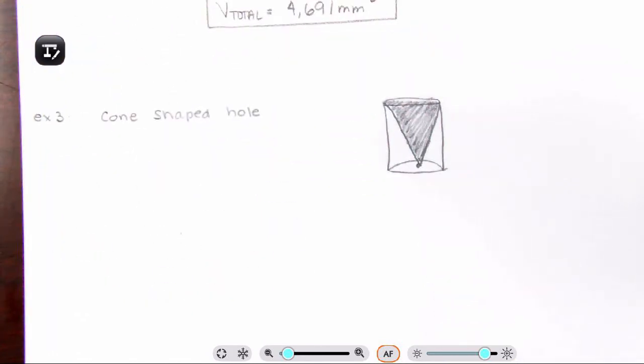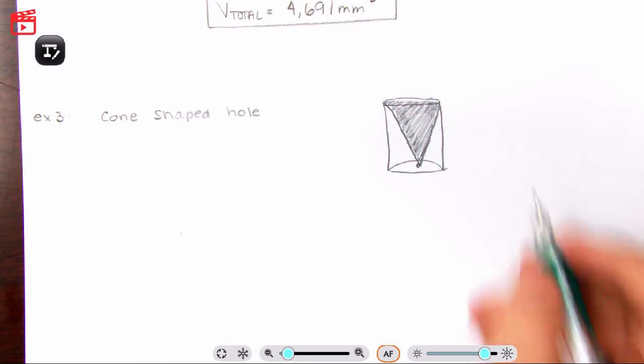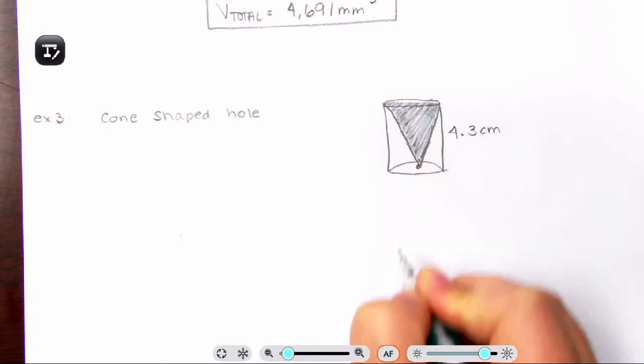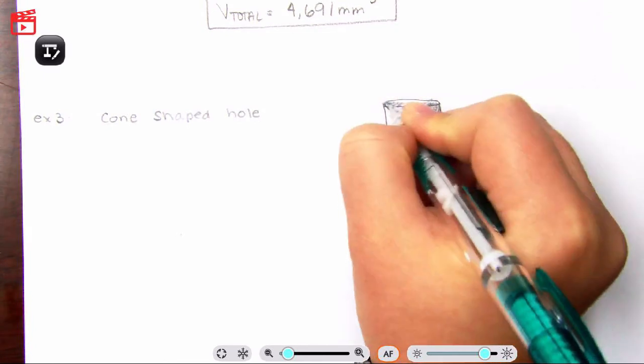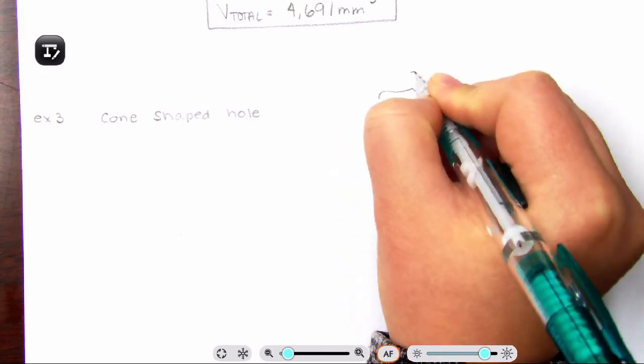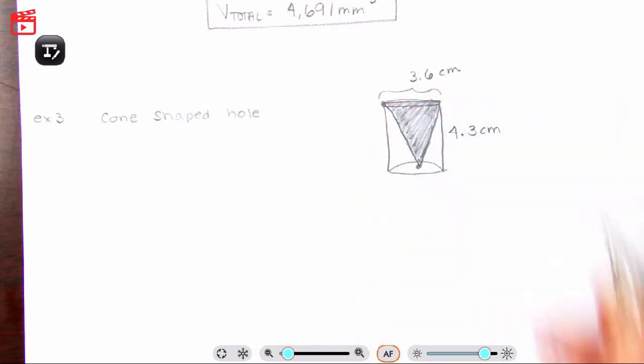Here is one more example for you. We have a cone-shaped hole, so it is, again, a composite figure. So we have a cone inside of a cylinder that has been drilled out. I did not give you any units of measure or any measurements, so here it is. The diameter is 3.6 centimeters.